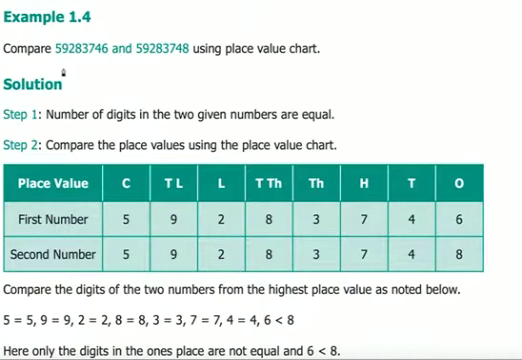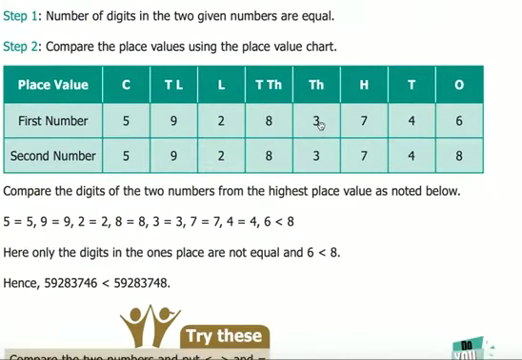Place values are 5, 9, 2, 8, 3, 7, 4. Up to here, all digits are equal. Last digit 8. So this is more. Okay.